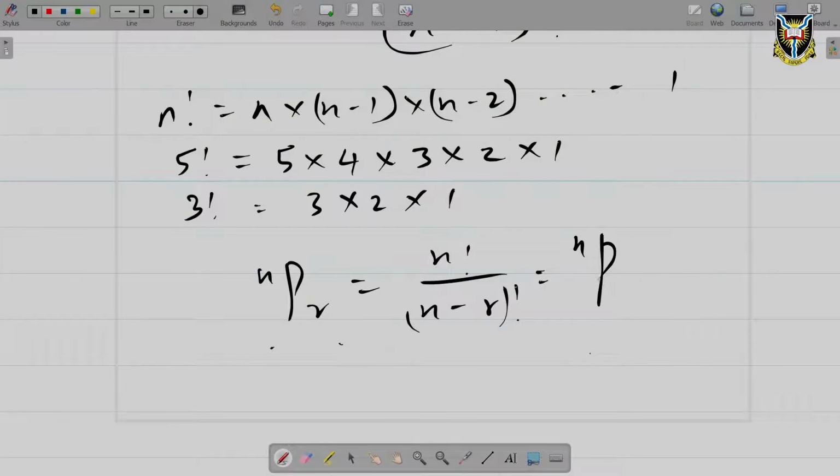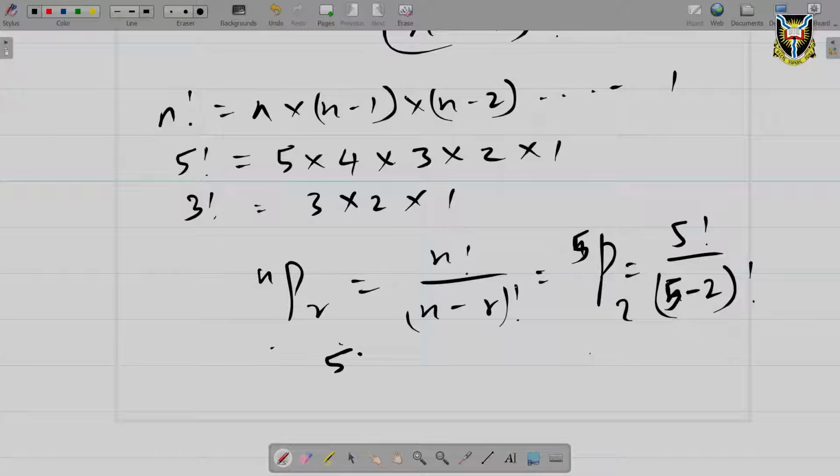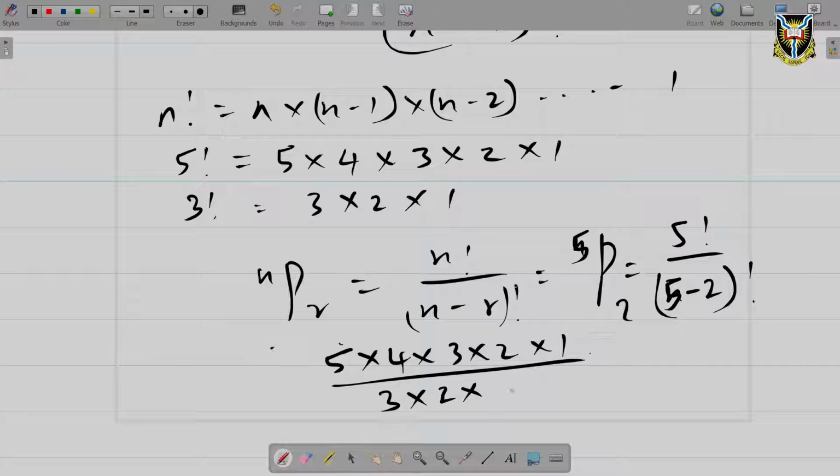Now, let's say we have 5 observations. For example, we have 5 letters, taking 2 at a time. What is the number of arrangements that is possible? This will be 5 permutation 2. This gives us 5 factorial divided by 5 minus 2, where n is 5 and r is 2, factorial. This will be 5 times 4 times 3 times 2 times 1 divided by 5 minus 2, which is 3 factorial, 3 times 2 times 1.